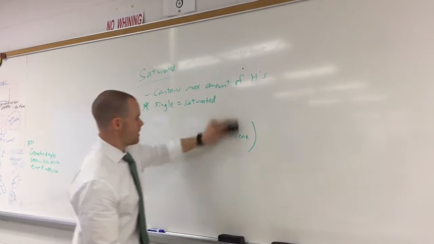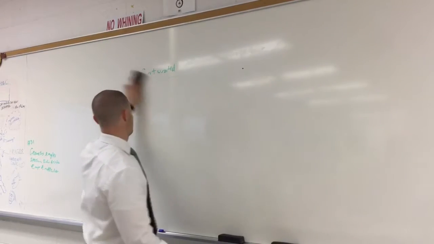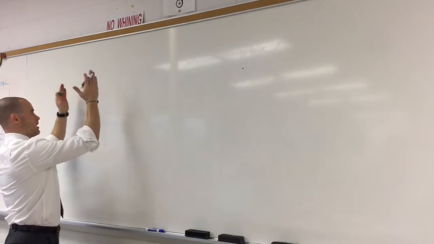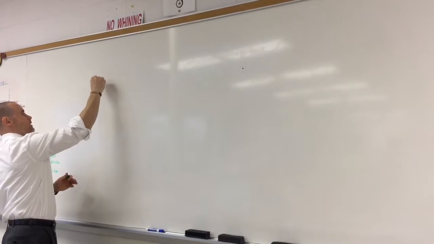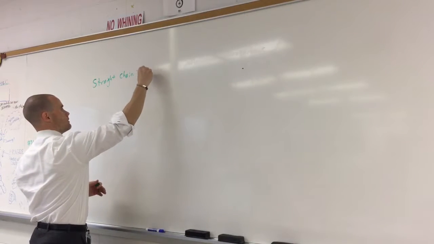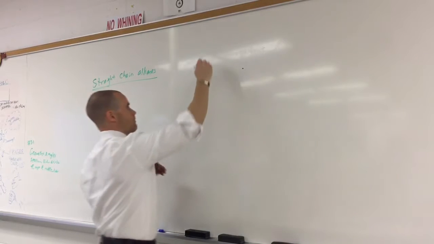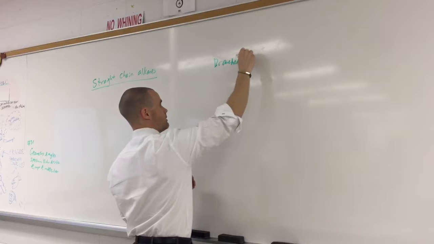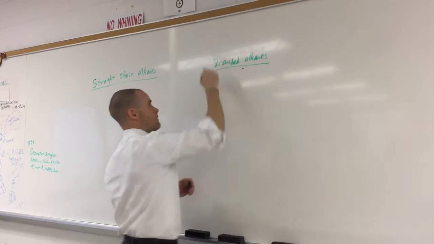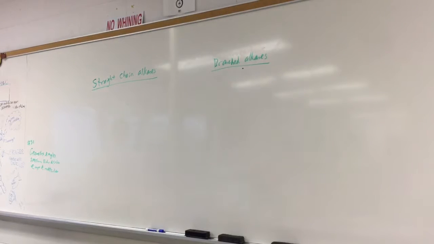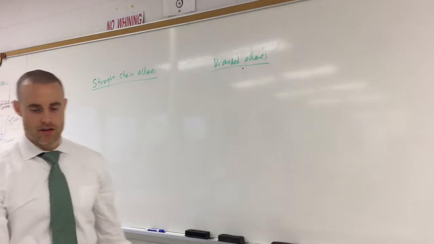All right, so now let's talk about these things called branched alkanes. Okay, so I will have you put something together in a second. In your notes, I want straight chain alkanes on the left side, and then on the right side, I want branched alkanes. When you think of the word branch or read it, what do you think of? Trees, yes. So here's how we're going to think about this.